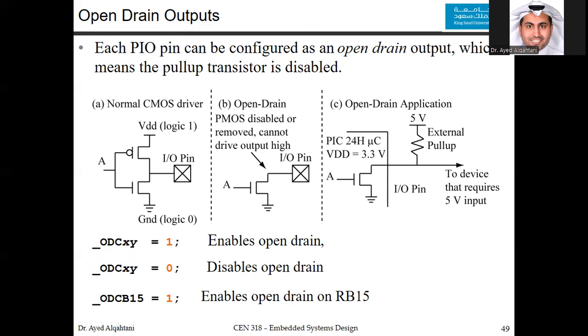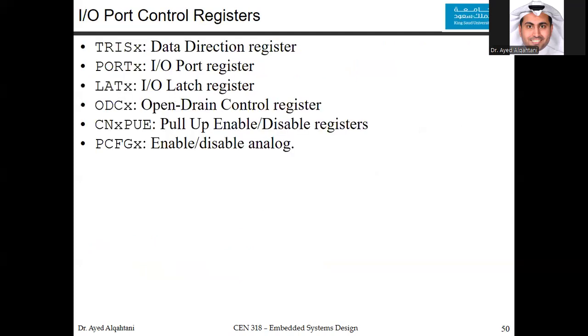Okay, in case you want to enable, that's an example, ODCB15. This enables the open drain on RB15. At this point, you have everything. We've talked about the TRIS, the PORT, the LAT, the ODC, the change notification pull-up enable, and the ANSB.